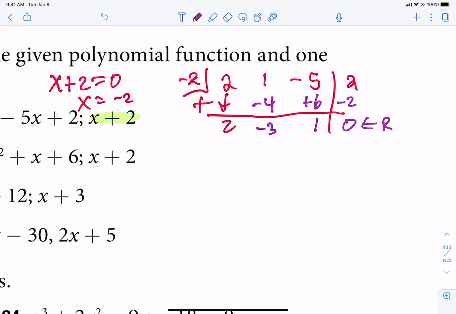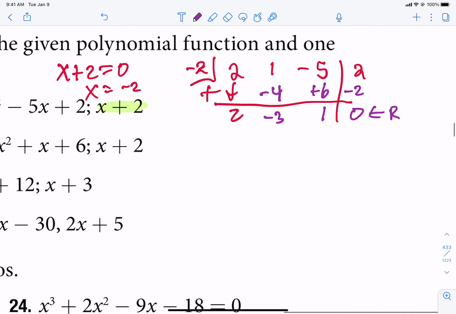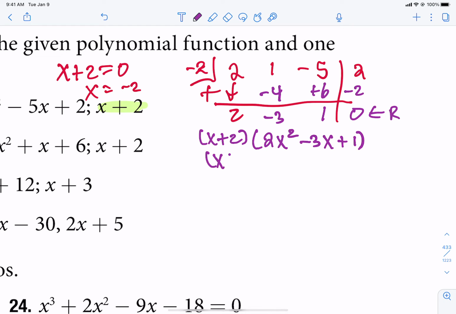Well, in number 15, we have the x plus 2 that was given, and then we just found that 2x squared minus 3x plus 1 is also in there. Most of the time, but not all of the time, they're going to make that quadratic something that factors further so you can find the zeros. If it factors, I want you to factor it. If it doesn't factor, I want you to use the quadratic formula to find those zeros.